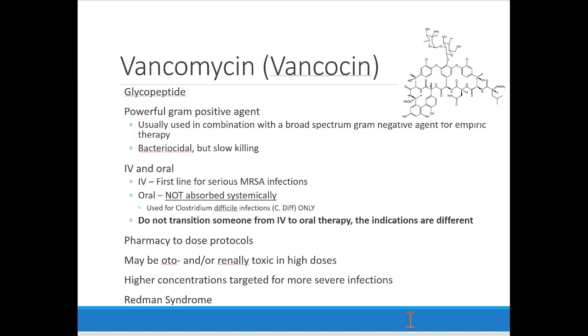So we do a lot of vancomycin dosing. Instead of ordering, if your patient needs vancomycin, you aren't going to order usually vancomycin 1,000 milligrams twice daily. You're usually going to order a protocol saying vancomycin pharmacy to dose and see what happens.